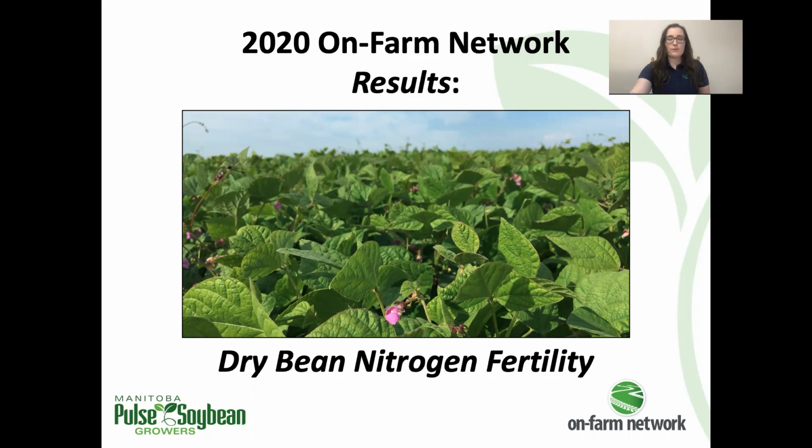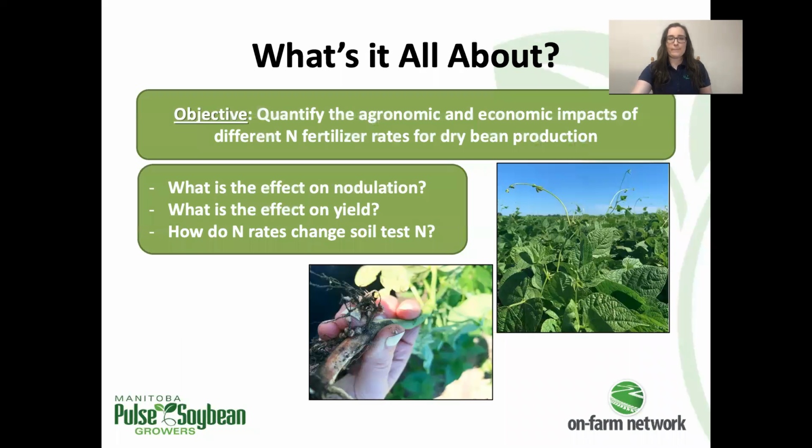Let's talk about our dry bean fertility trials. Dry bean nitrogen fertility trials are designed to investigate the agronomic and economic outcomes of different N fertilizer management strategies, focused specifically on rate. Currently, we assess the effect on nodulation and, obviously, yield, and this year we started to investigate the effect on residual soil nitrate in the fall as well.